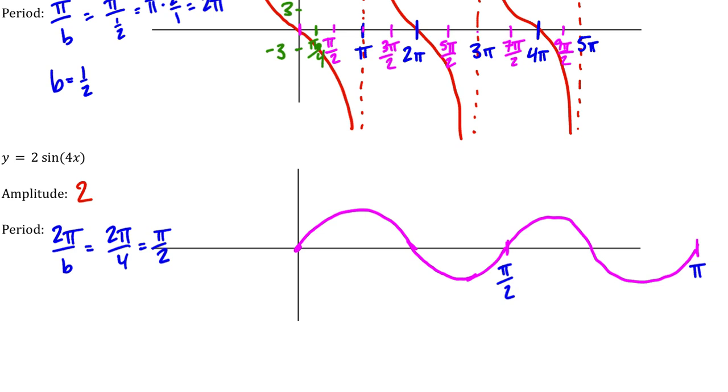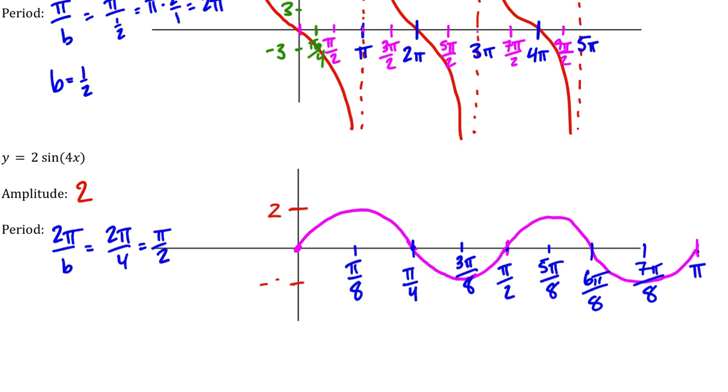This is pi because it's 2 pi over 2. This spot is halfway, which is pi over 4. And this spot is halfway between there and there, which is pi over 8. Now I'm counting by pi over 8. So this is 1 pi over 8, 2 pi over 8, 3 pi over 8, 4 pi over 8, 5 pi over 8, 6 pi over 8, 7 pi over 8, and then 8 pi over 8. And then we label our amplitude. This is 2, and this is -2.